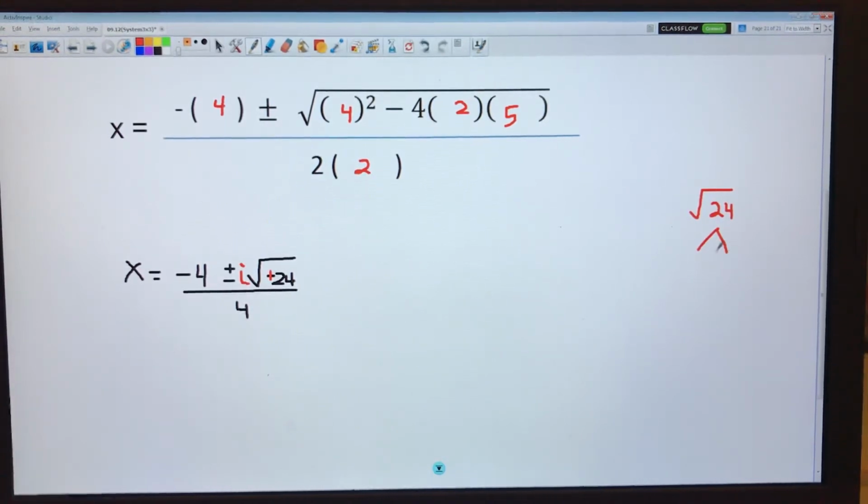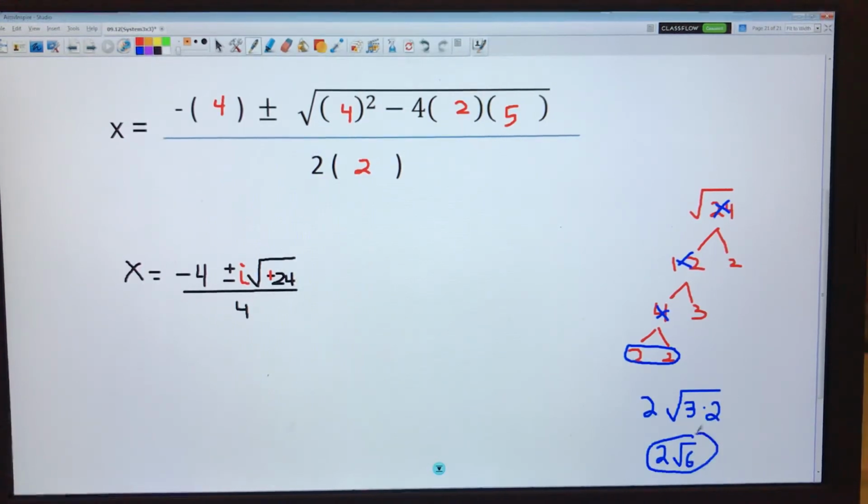Now break this apart. 24 is 12 and 2, and 12 is 4 and 3, and then 4 is 2 and 2. Cross out the numbers you don't need, the 4, the 12, and the 24. Here's my square root. We have a 2 couple here, so put the 2 outside. The 3 and the 2 are lonely, so this becomes 2 square root of 3 times 2, which is 6. So I'm going to change this for this.